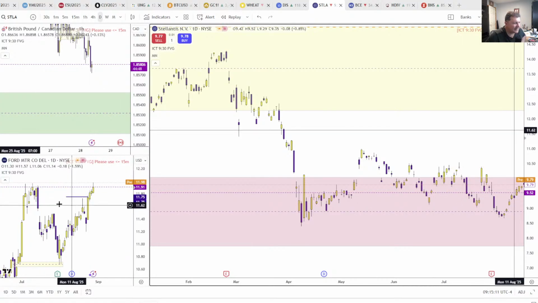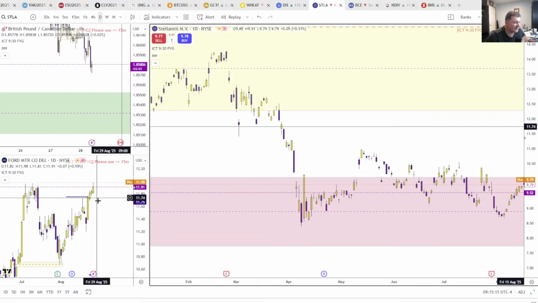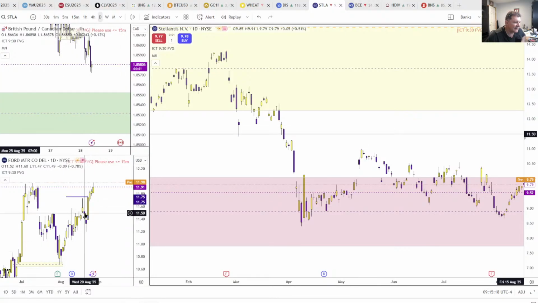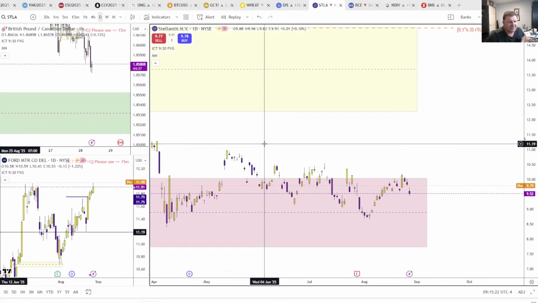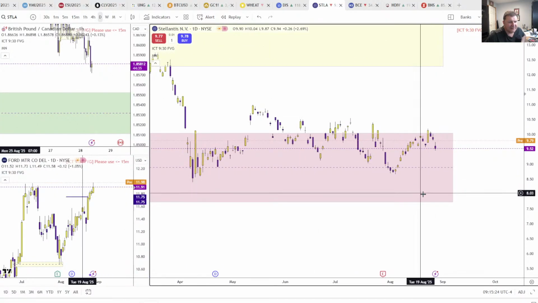If that pulls back, starts closing below these levels one more time, creates its own little fair value gap, then I'm looking for another run back lower into this imbalance here for Ford. Dodge, still looking for Dodge to get down into here.